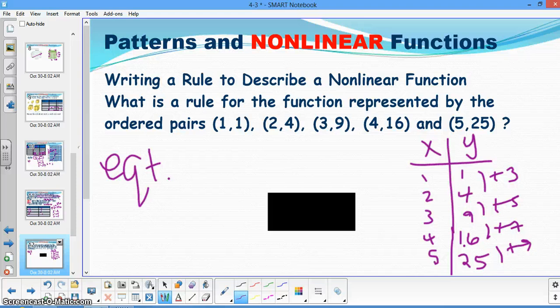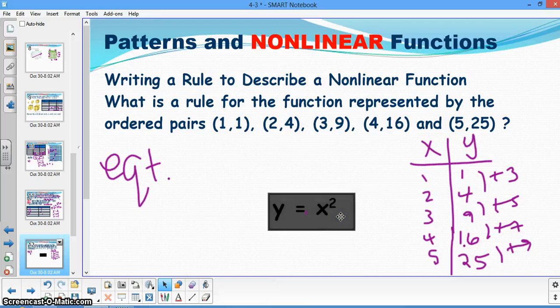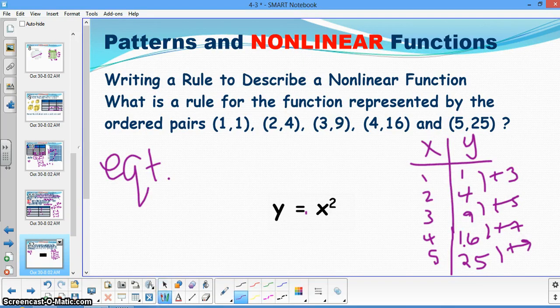I automatically assume an exponent because I can see 2 to the second power is 4, 3 to the second power is 9, 4 to the second power is 16, 5 to the second power is 25. So the equation, therefore, is y equals x squared. And so I could pick a point that isn't on the table. For example, if x is 10, what is y? And I would just plug in 10 and square it, so 100.